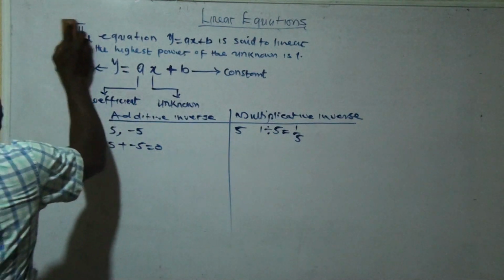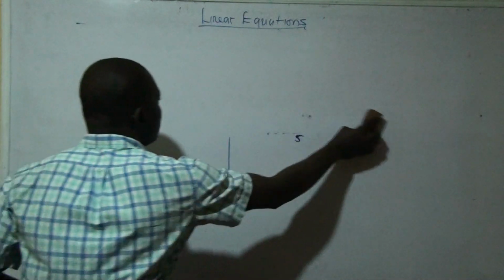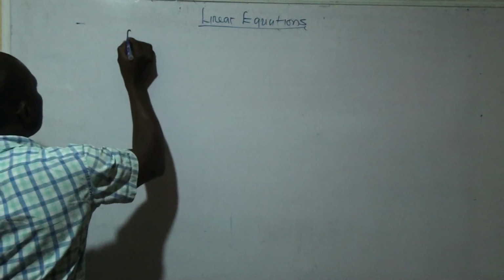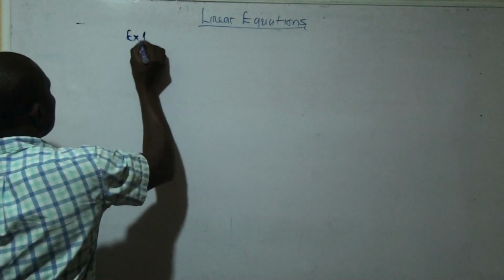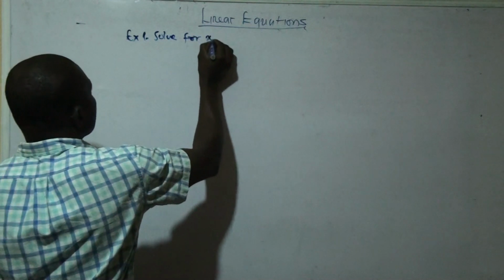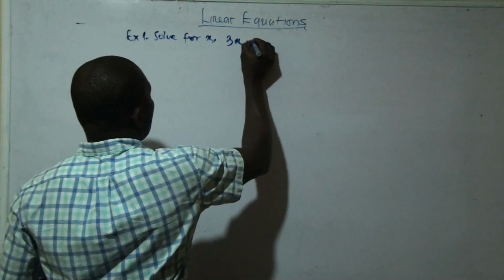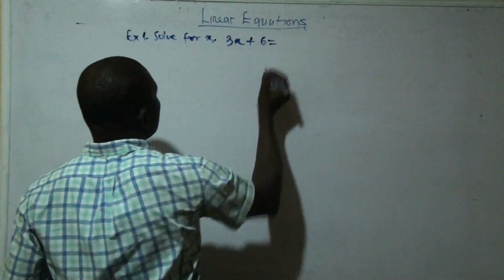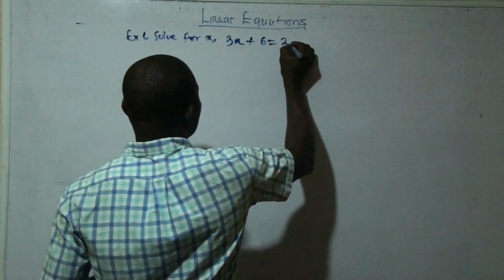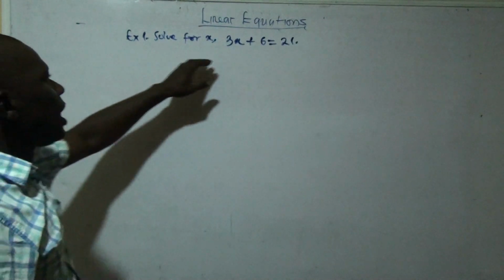Now let's go into some operations of linear equations. Let's look at some examples of linear equations. Imagine we have this example 1. Solve for x: 3x plus 6 is equal to 21. So this is a typical example of a linear equation.